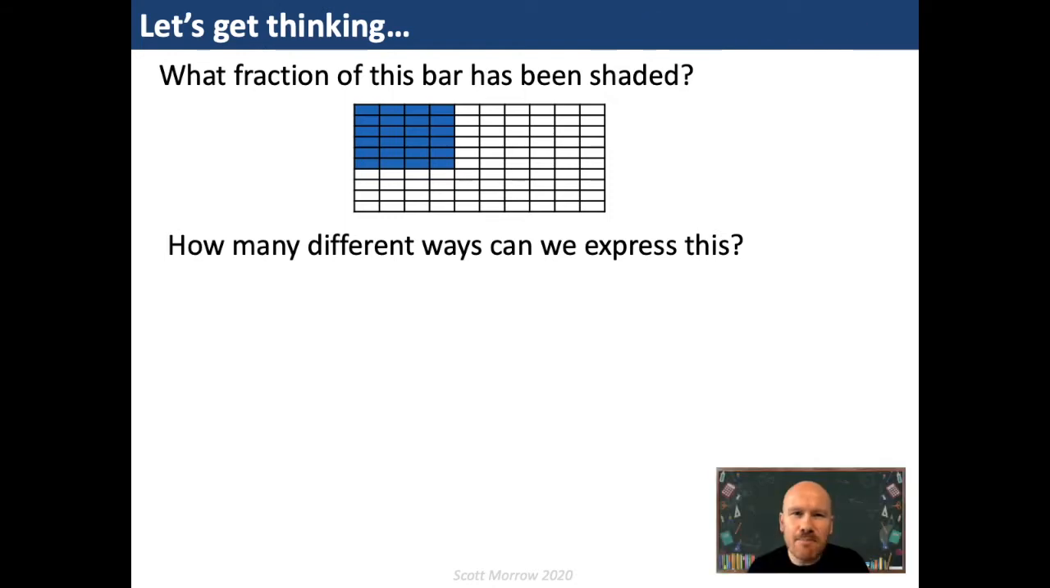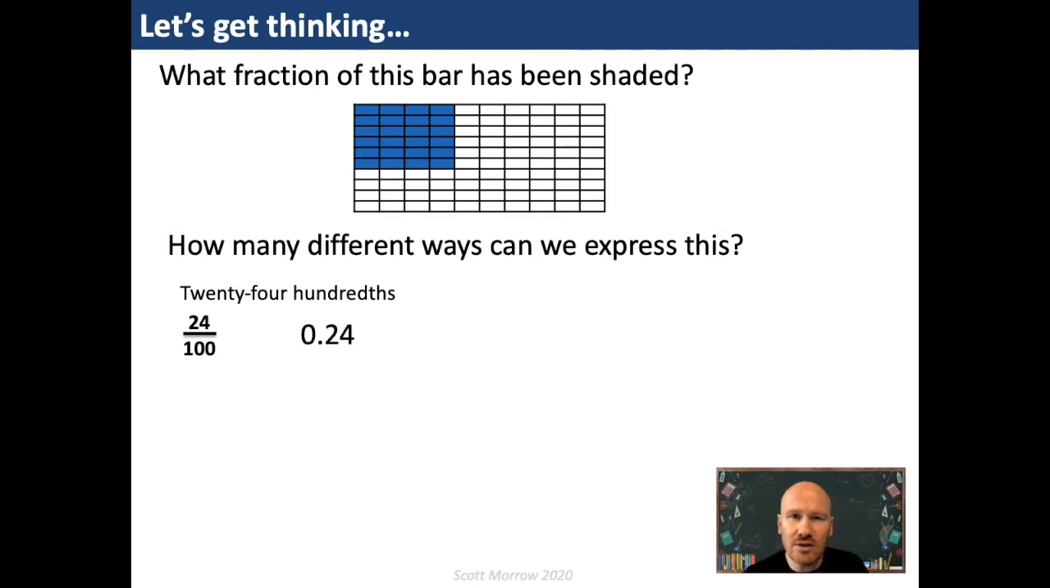We can see that this bar has been split up into 100 parts, so each of those parts is a hundredth, and we've shaded 24 of those parts, so we've got 24 hundredths that are shaded. So we can say that 24 hundredths have been shaded, and we can express that using decimal notation like so.